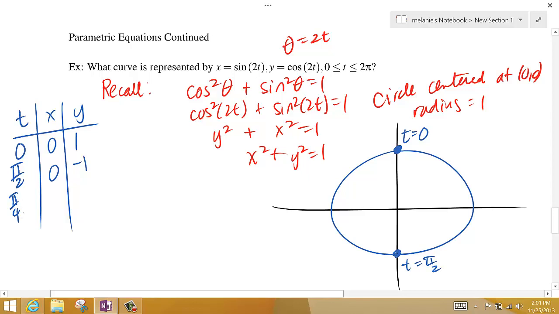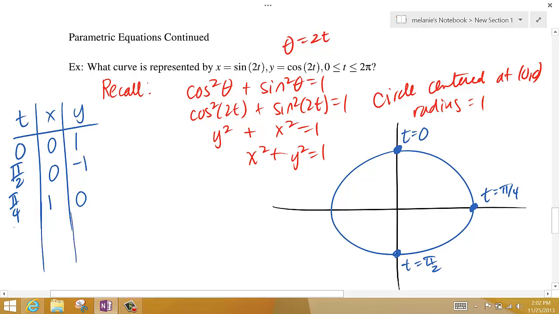What about pi over 4? So I'll have sine of 2 times pi over 4, or sine pi over 2. Sine pi over 2 is 1, and I'm going to have cosine of pi over 2 as well, and that's 0. So t equals 0 was up here. T equal pi over 4 will be right here at 1, 0. So I can see that I start out up here, and now it looks like we're going clockwise. Let's do a few more just to test.